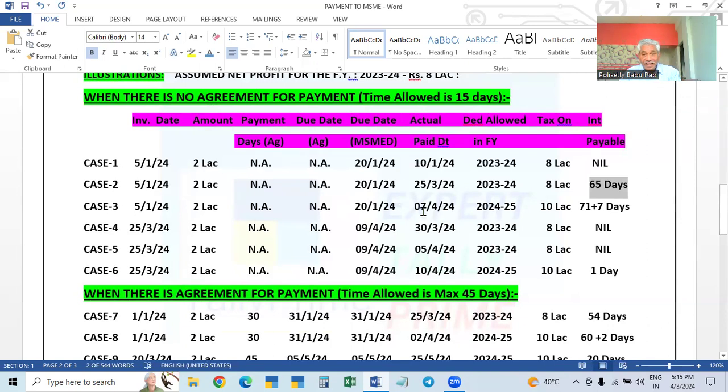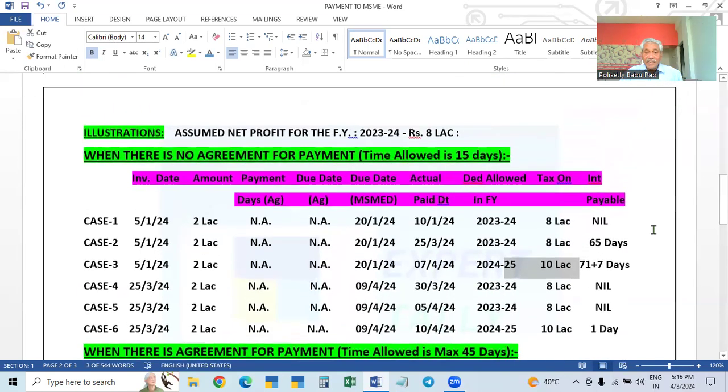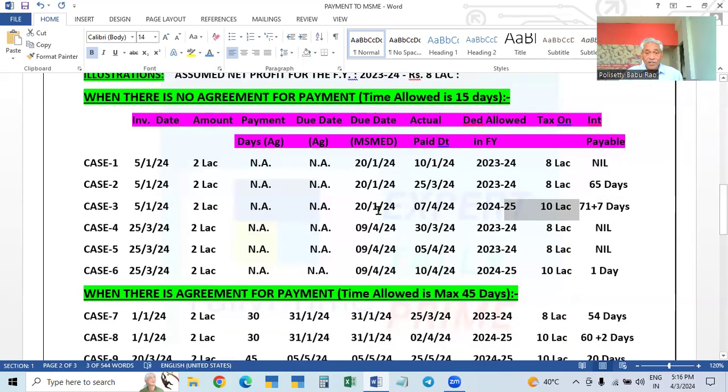So he paid in the next financial year, so it will be allowed in the next financial year, 24-25. In 23-24, it is disallowed, so it is added to the 8 lakhs. So the income tax will be paid on 10 lakhs. And interest is also to be paid from 20 January to 7th April. There are 71 days in the first financial year and 7 days in the next financial year. Total interest will be paid on 78 days.